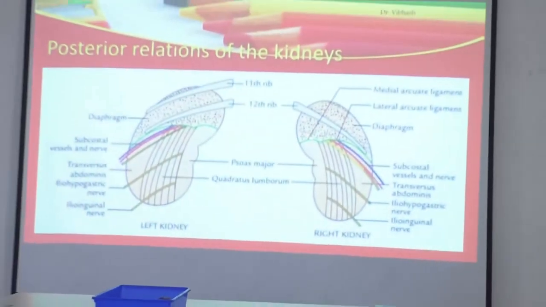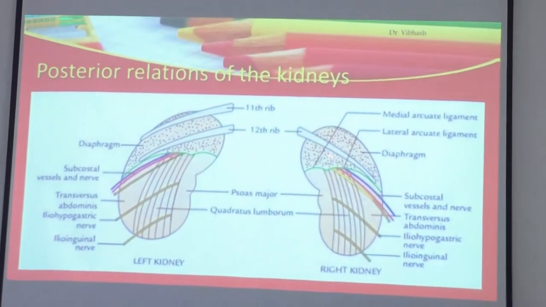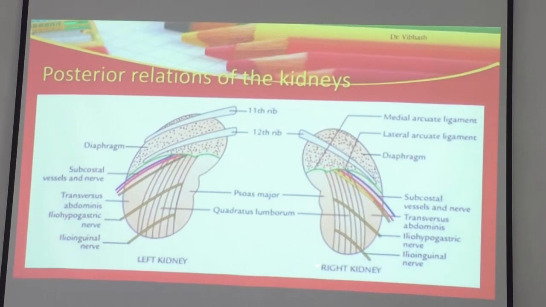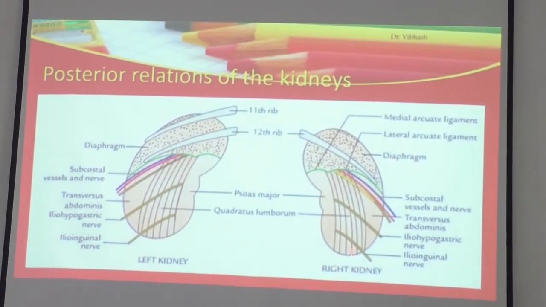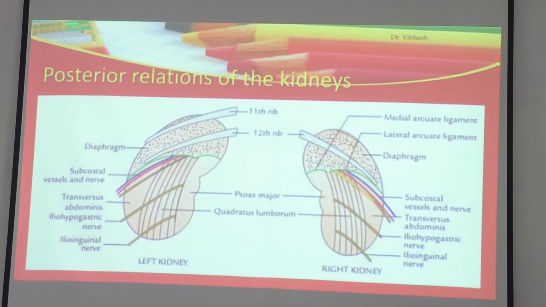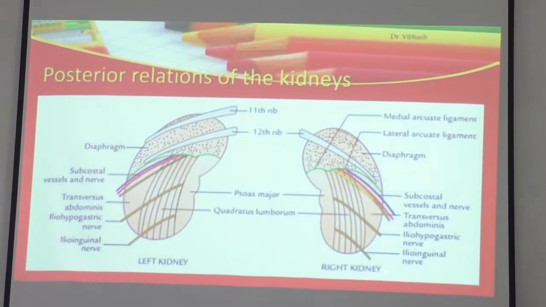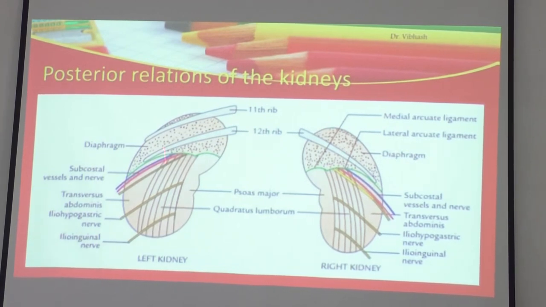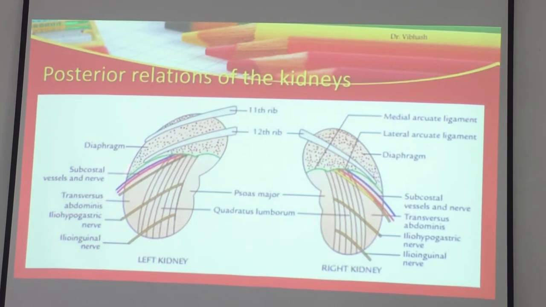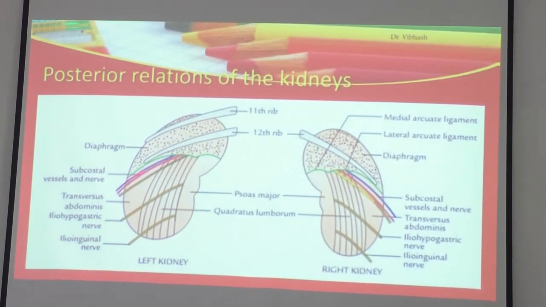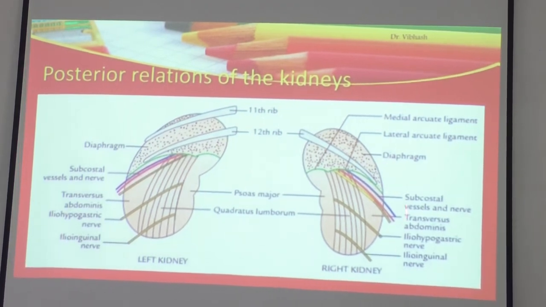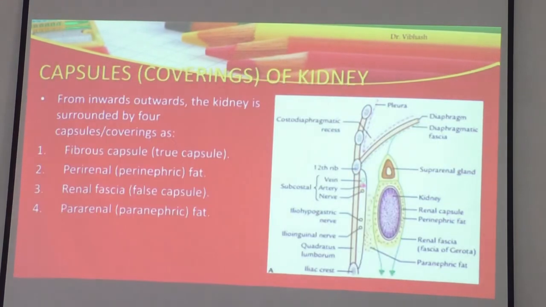This is the attachment of diaphragm, median arcuate ligament, lateral arcuate ligament. This is psoas, quadratus lumborum. Here is the psoas major and here is transversus abdominis. Muscles are related. These are the three nerves: subcostal nerve, iliohypogastric, ilioinguinal. Along with the subcostal nerve, subcostal vessels are present. On this side also the same: psoas major, quadratus lumborum, transversus abdominis, subcostal nerve with the vessels, iliohypogastric and ilioinguinal nerves. These are the posterior relations of the kidney.